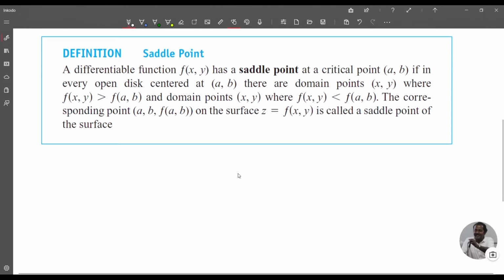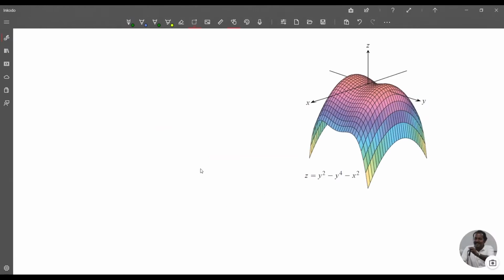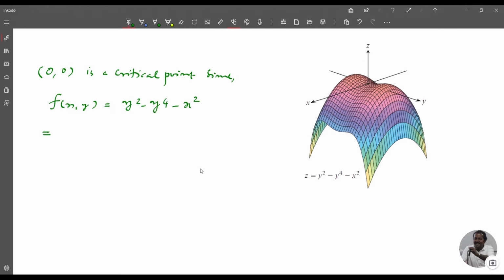For example, you can consider the following surface. First you observe that (0, 0) is a critical point, since f of x, y equals y squared minus y raised to 4 minus x squared, which implies fx is equal to minus 2x and fy is 2y minus 4y cubed.